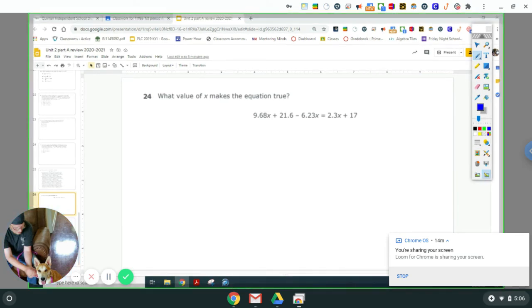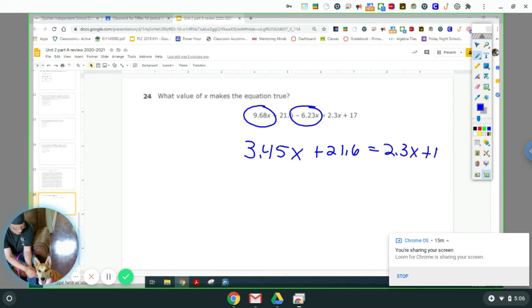So the first thing I'm going to do is combine like terms. So I have a 9.68 and a minus 6.23. So I'm going to do 9.68 minus 6.23, which is 3.45. So now you have 3.45 times x plus 21.6 is equal to 2.3 times x plus 17.